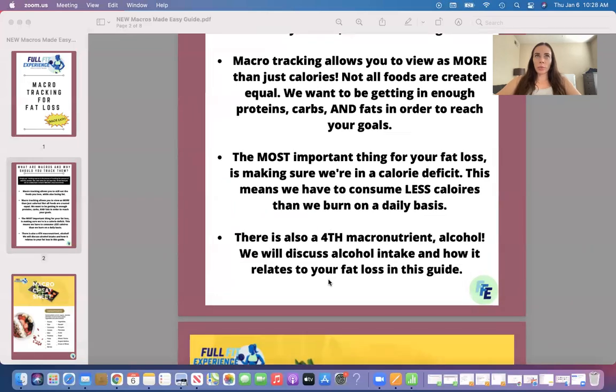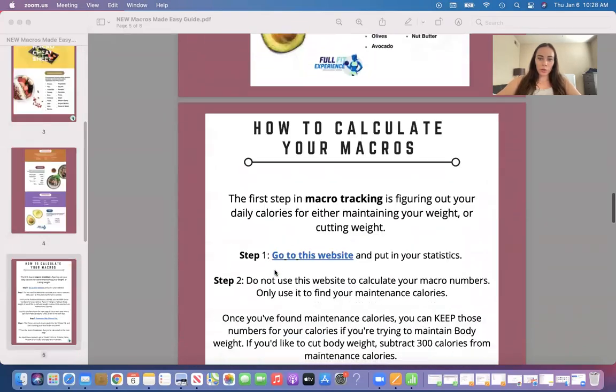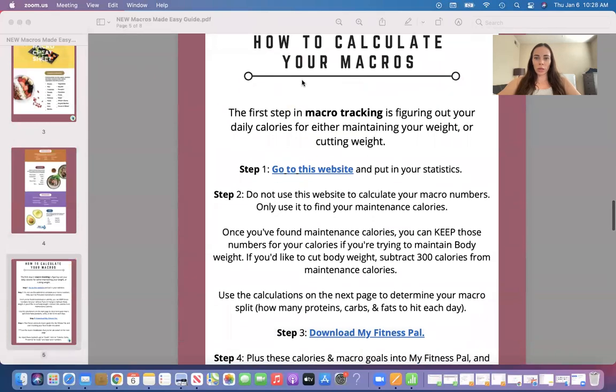It also helps you to pay attention to macros and their specific role, because each one does have a specific role. Protein, carbs, and fats are important in the body for their specific reason. So in this guide, we just have a little bit further breakdown, but we're going to scroll down to the how to calculate your macros. So step one is we're going to go to this website to find our maintenance calories.